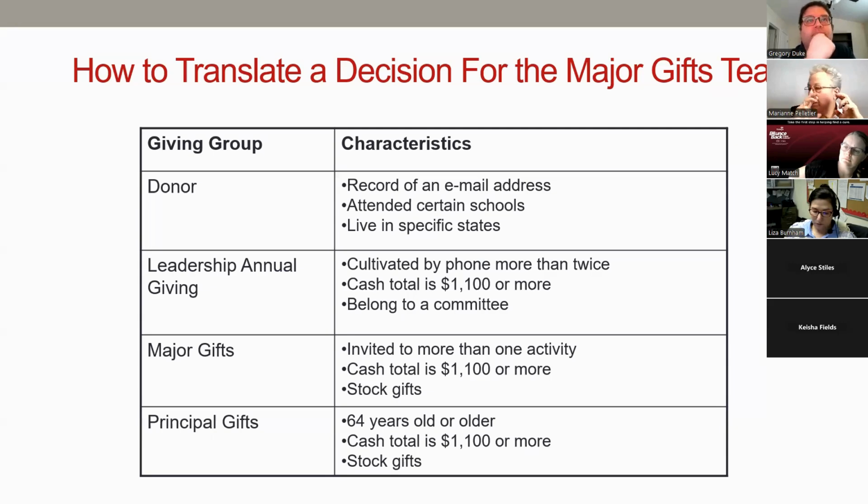Okay, but when we speak English to you guys and to your major gifts team, we do things like this is your giving group that we figured out. These are the characteristics that matter to them. And notice that there's a progressive set of characteristics. So this $1,100 or more, this is a sample from 20 something years ago, right? So leadership annual giving, they cultivate it by phone more than twice. If you really like the conversation, you'll do it 6 or 7 times, but that's okay. Just get them up to twice as long as they belong to a committee, right? Once you get to major gifts, notice that the difference is that you see them in person rather than by phone. And then the other difference is they actually have an asset, because major gifts is a gift of assets, right? And then principal gifts is they're old enough that they're willing to think about what to do with their money. Make sense? Okay.